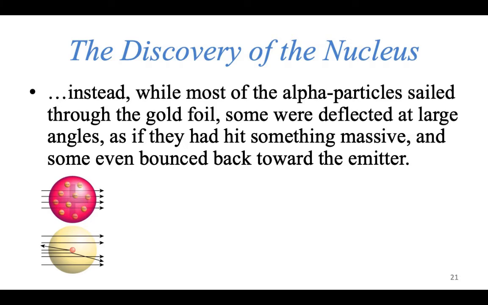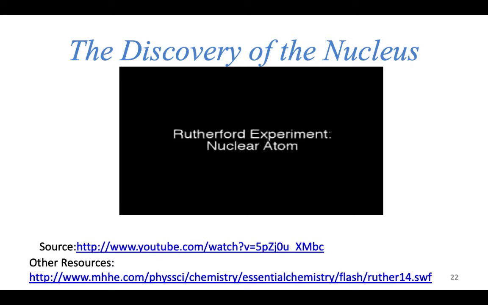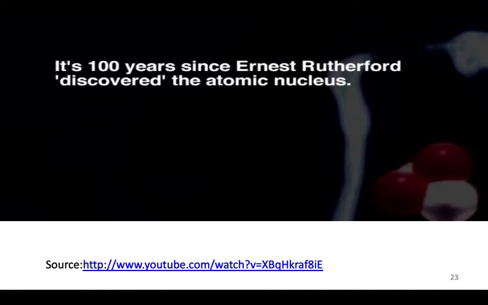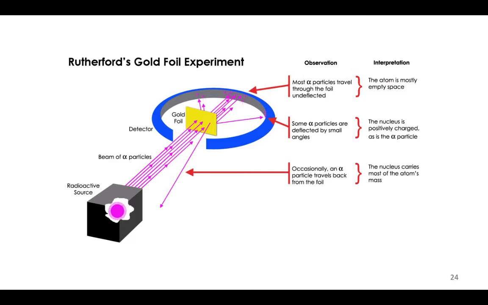Most of the alpha particles did go through with no deflection, some were deflected at small angles, and a few bounced almost straight back. They compared it to firing a cannon at a piece of tissue paper and having it bounce back and hit you. To learn more about the gold foil experiment, you can watch these videos by clicking on the link in the presentation file. The results of the gold foil experiment are as follows.